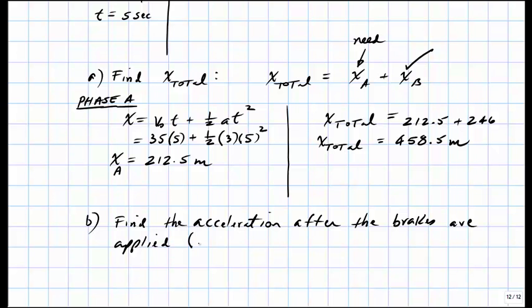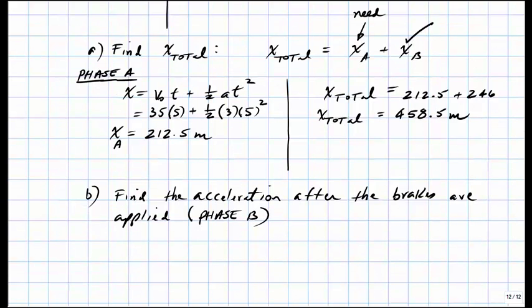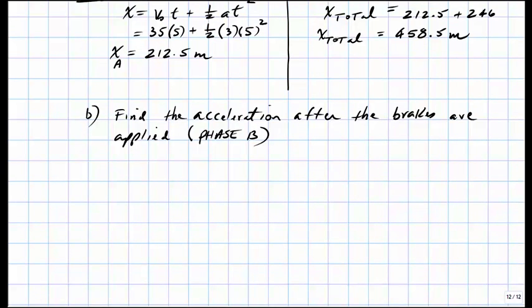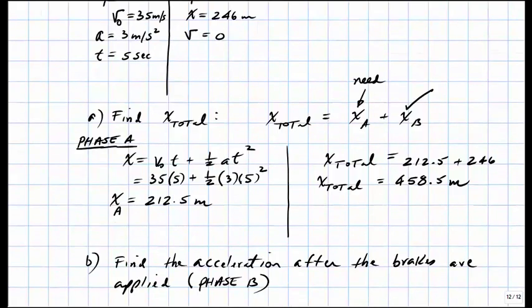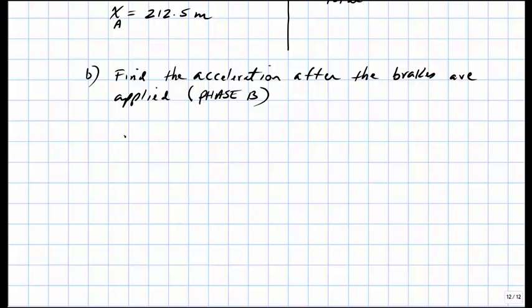And clearly, once the brakes are applied, we are within phase B, and I'll note that. Now, in order to find the acceleration, or just about any variable, we need to have at least 3 quantities known within our table. And unfortunately, if you're looking at phase B, we only have access to 2 values. So let's note this limitation that we're dealing with right now.